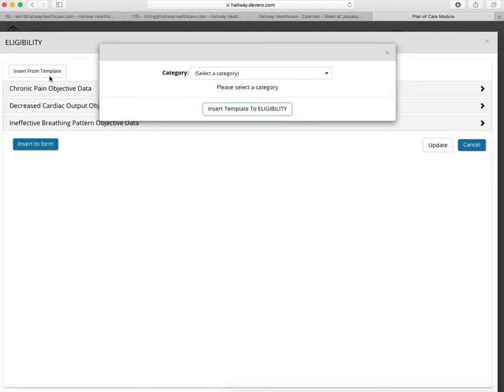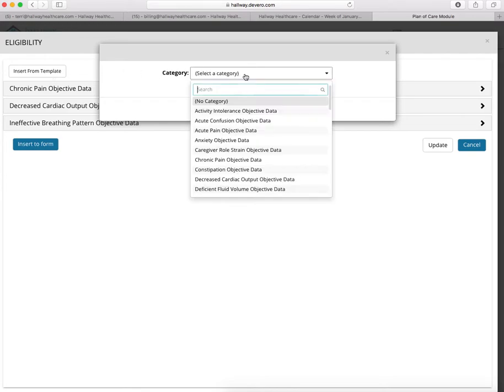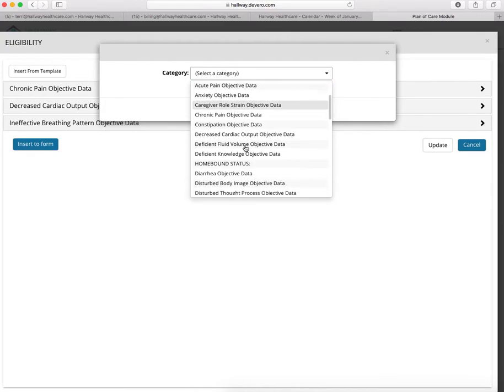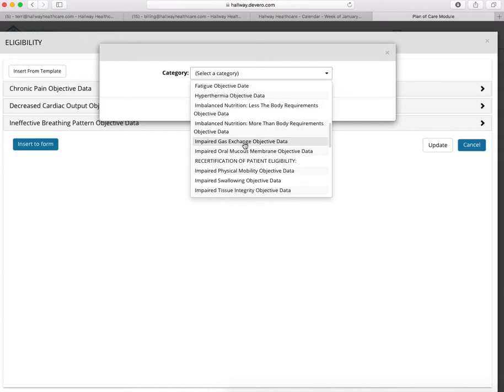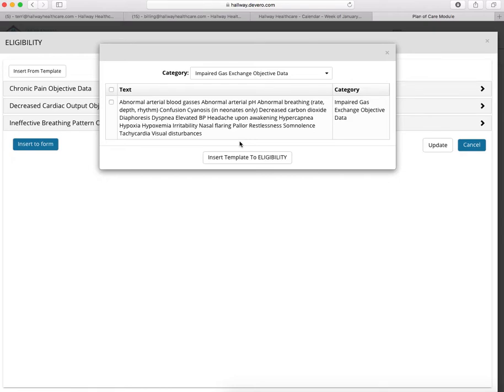So then I would click insert from template. Then I click select the category. And now I'm going to scroll down until I find impaired gas exchange. Right there it is. Impaired gas exchange objective data. And I click it. And as you can see, it has all the information of what impaired gas exchange would be for any patient. So there's only one, but I'm going to go ahead and select right here.